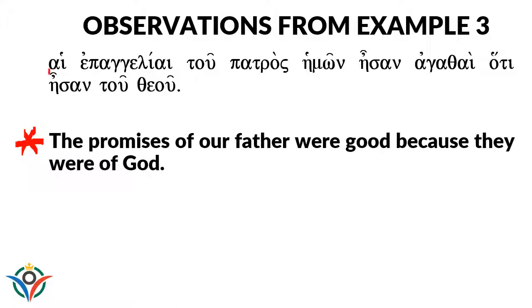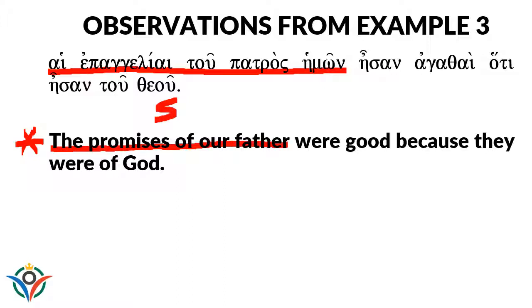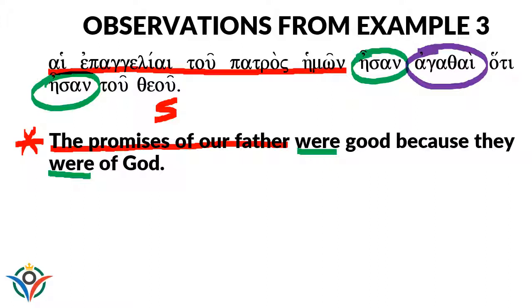So we see hai epangeliai, and we can include there tou patros hemon, which is the promises of our Father as being the subject of this verse. And then we have two copulative verbs, esan, which we translate with the imperfect tense form. So we use were to convey the past time. And then we have agathai, which is an adjective, and it's in the nominative case. So we translate it as good, but its function is a predicate adjective.